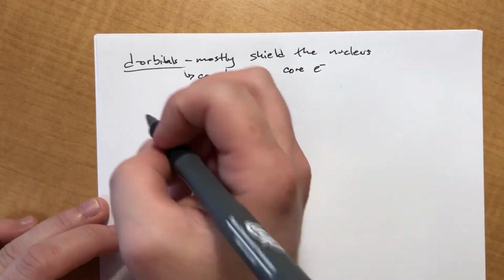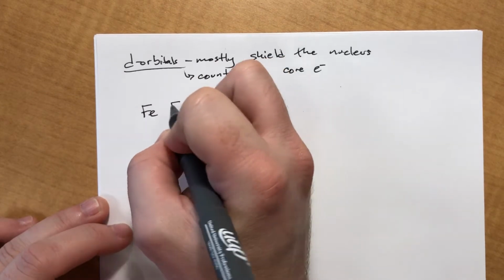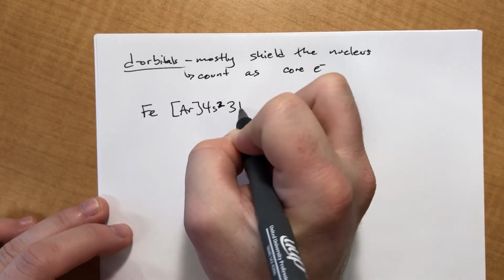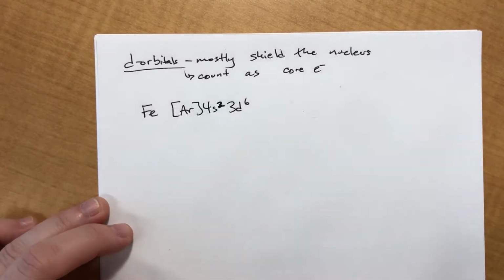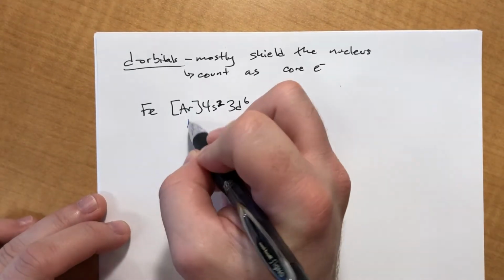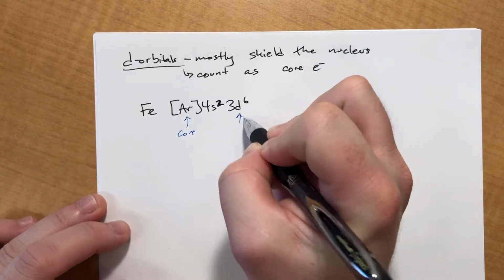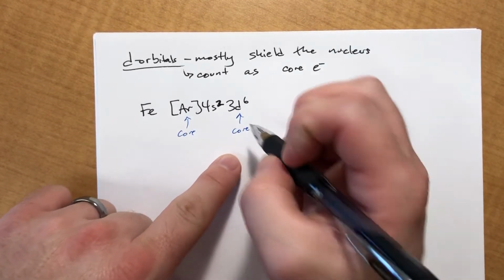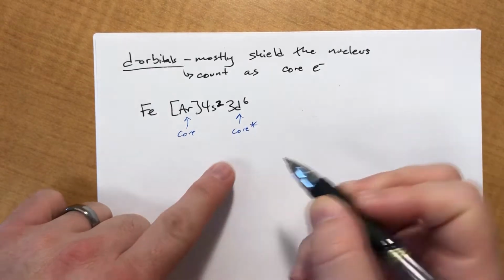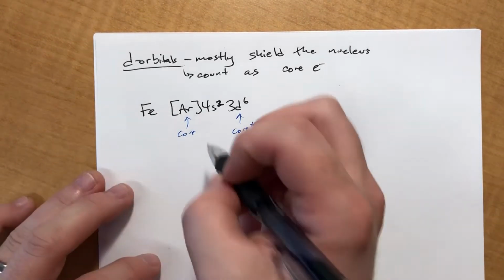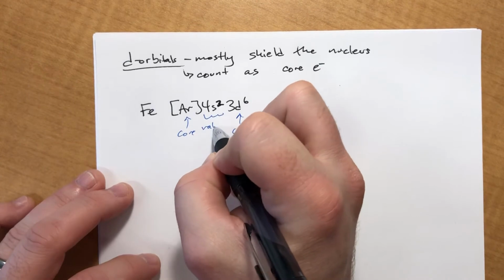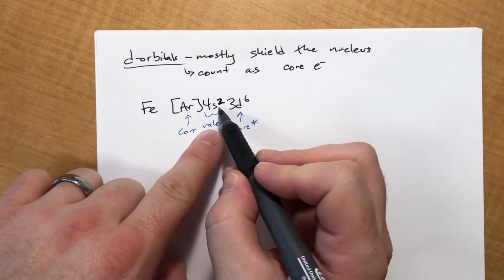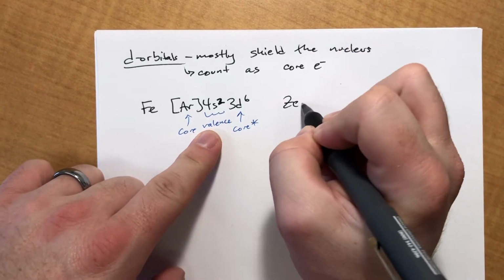So, for example, iron is argon 4s2 3d6. Okay. Basically, these are core electrons. They're not really core electrons, but we are going to count them as such. I'm going to put a little asterisk by it because they're sort of core electrons. These are the only valence electrons. So basically the only ones that aren't canceling out protons are these two. So the effective nuclear charge is +2.